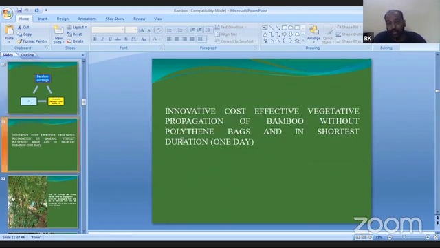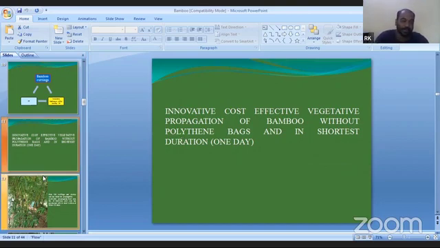Innovative, cost effective vegetative propagation of the bamboo without polybags. Here we mentioned that there is no need for polybags, and in the shortest duration we propagate the bamboos within one day. How is it done?